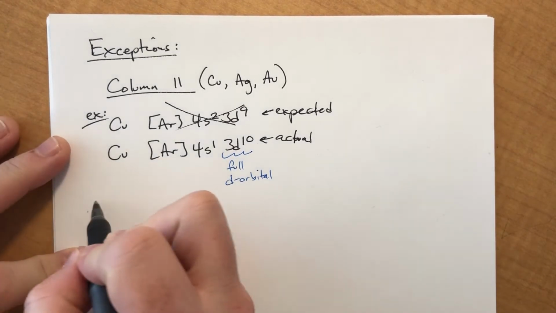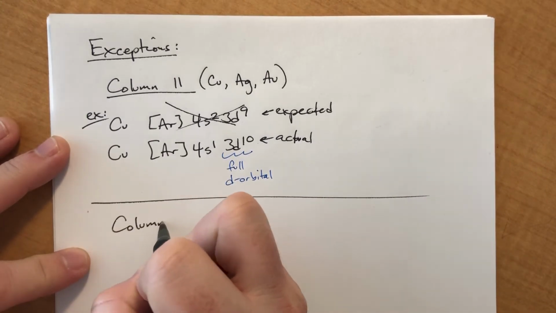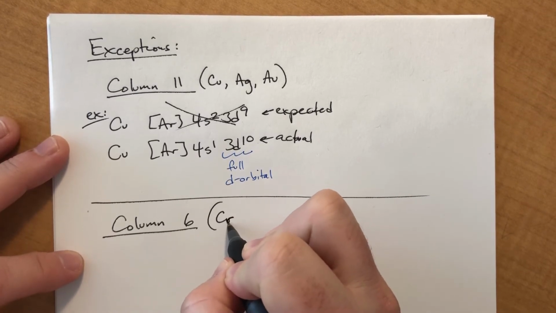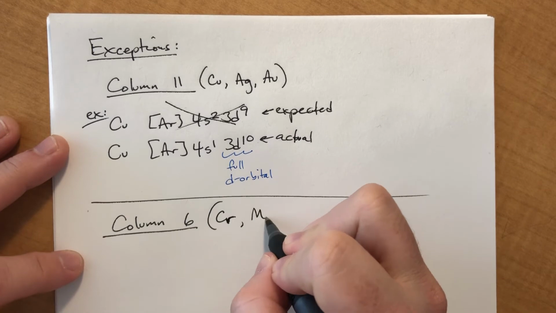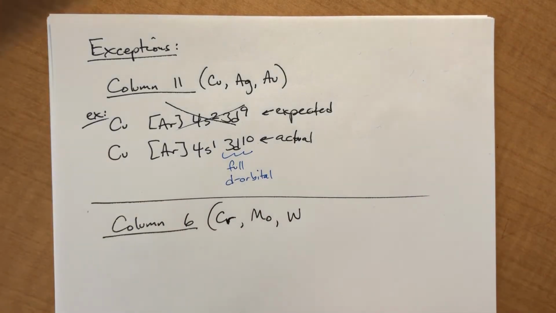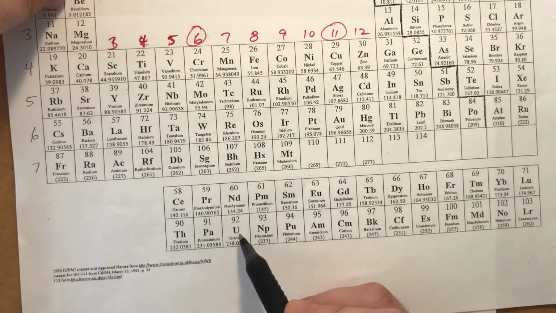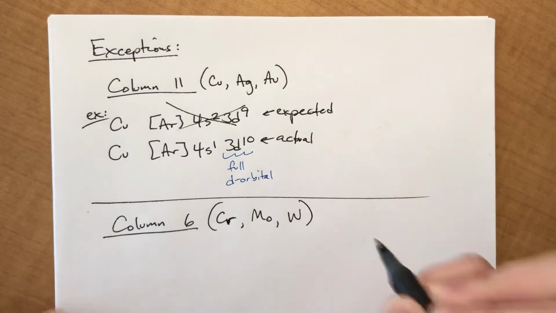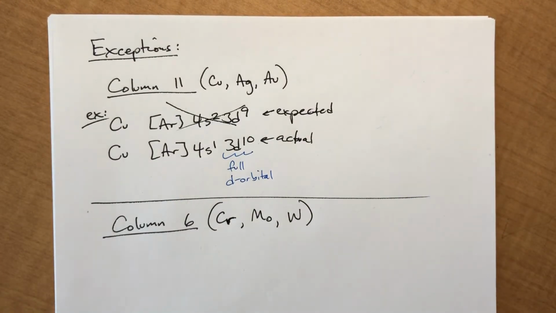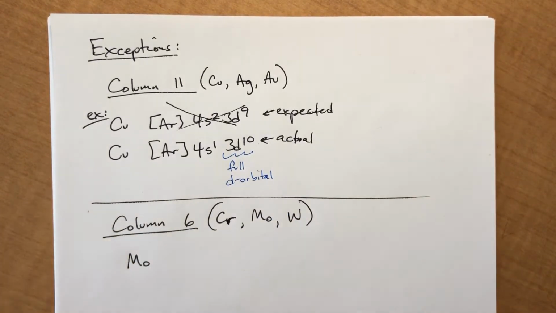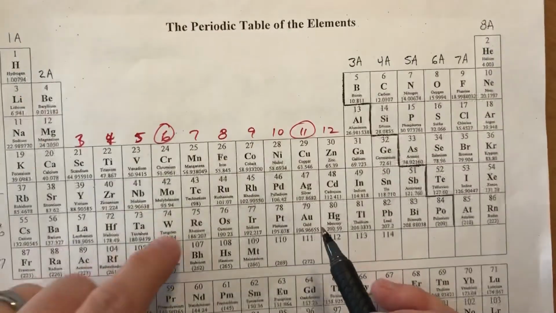Things in column 6 do the same thing also. Column 6 is chromium, molybdenum, and tungsten. I'm sure that seaborgium might also do something, but it's radioactive and I honestly don't care. It's anything past element 92, I'm just going to ignore it. So, let's look at molybdenum. This works for orbital diagrams too. Anything that applies to electron configurations also applies to orbital diagrams. So I'm going to draw the orbital diagram of this so you can maybe see what's going on a little better.